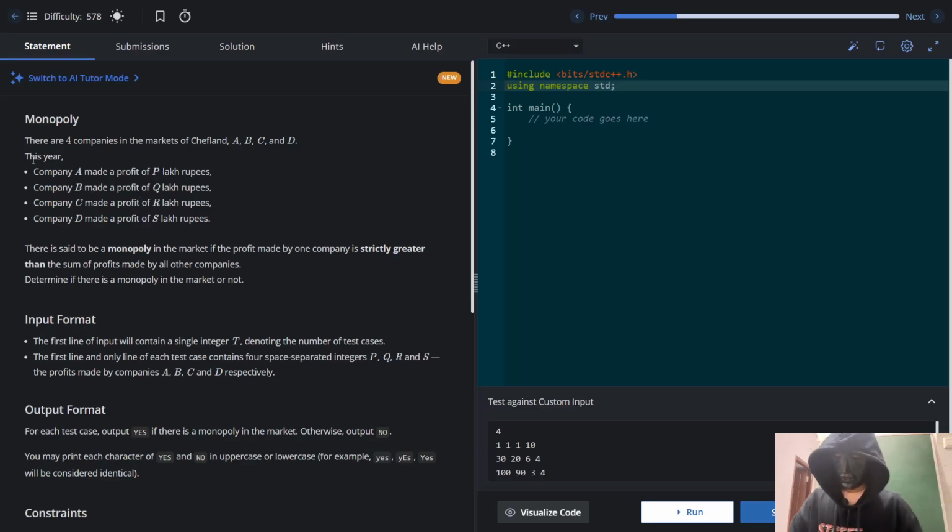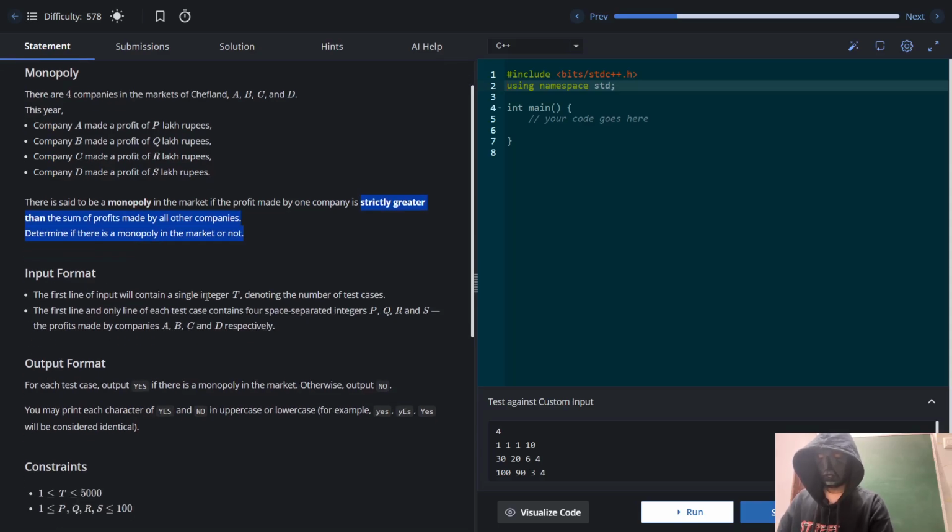So it says there are 4 companies in the market of Chef Land: A, B, C and D. This year, company A has made profit P lakh rupees. Company B made a profit of Q lakh rupees. Company C made a profit of R lakh rupees. Company D made a profit of S lakh rupees. There is said to be a monopoly in the market if the profit made by one company is strictly greater than the sum of profits made by all other companies. Determine if there is monopoly in the market or not.